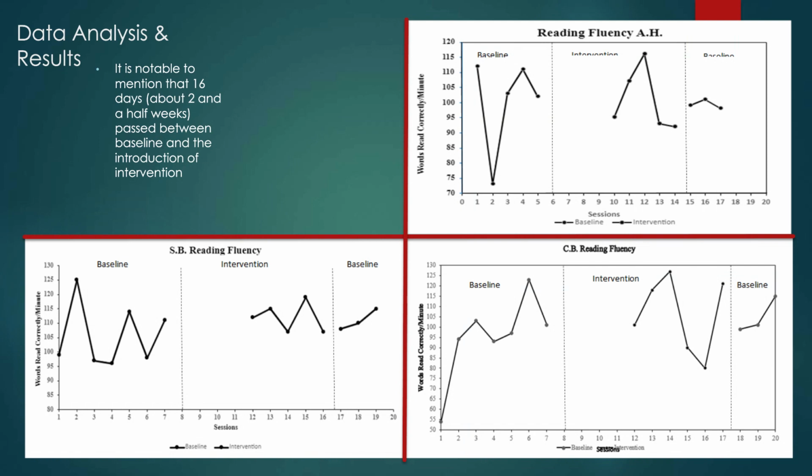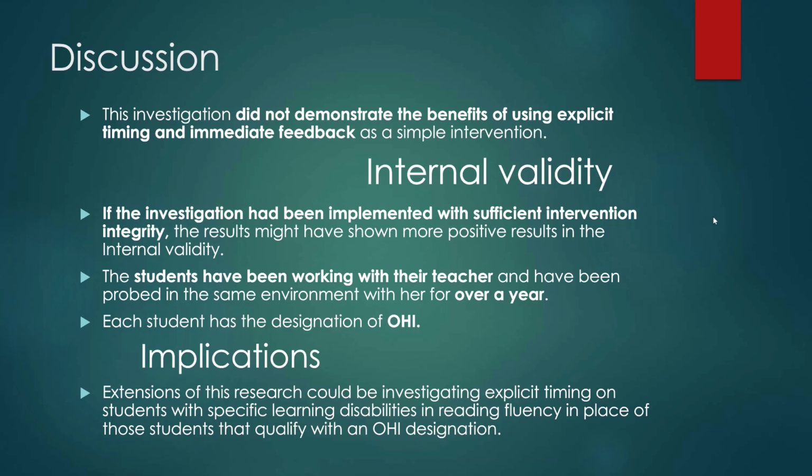But again, since that 2.5 weeks were lost, I think the internal validity was lost, and also looking at that score that I had for the checklist, I don't believe that the intervention integrity was there either. The investigation did not demonstrate the benefits of using explicit timing and immediate feedback as a simple intervention. If the investigation had been implemented with sufficient intervention integrity, the results might have shown more positive results in internal validity.